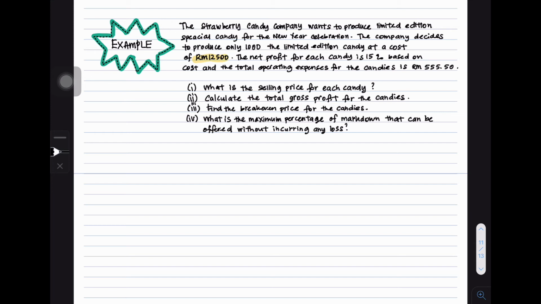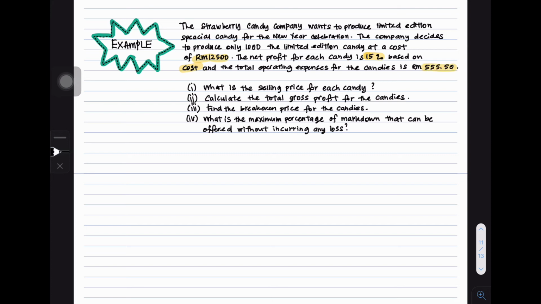The net profit for each candy is 15%. So maksudnya net profit untuk candy tu 15%. So kalau satu candy net profit dia nak 15%, maksudnya for the whole candy pun 15% lah. Dan 15% ni based on cost. Alright. And the total operating expense, keseluruhan operating expense adalah RM555.50.